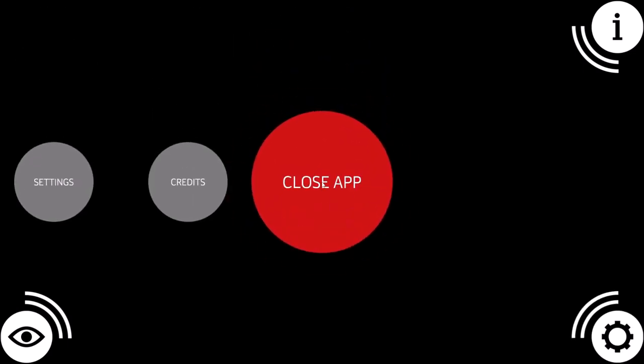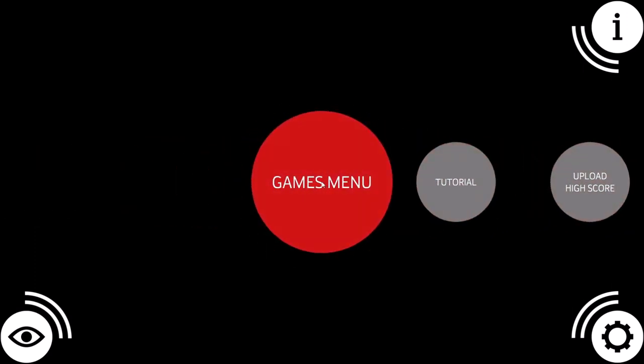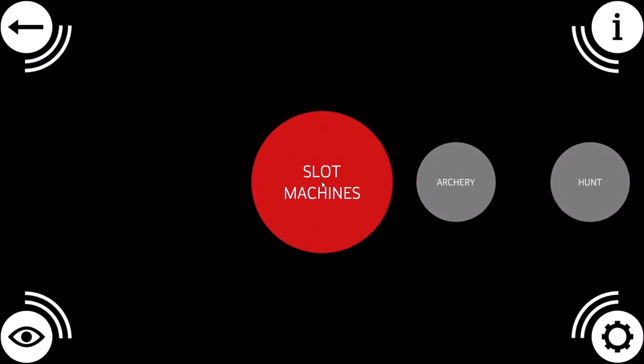Main menu. Close app. So I'm pressing left arrow. Games menu. I'm pressing the spacebar to enter this menu. Slot machines. Here a lot of games are available. We will discuss the hunt game only today.